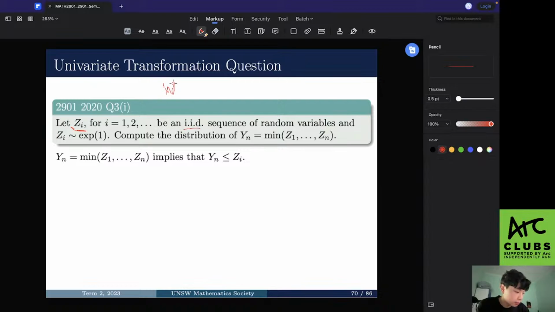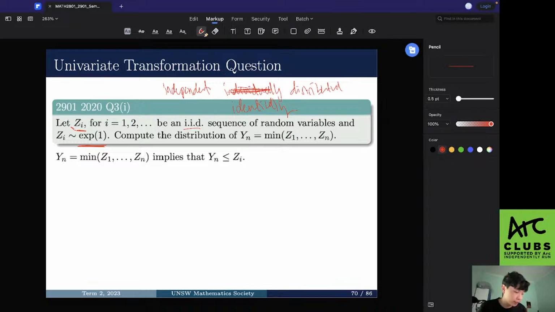This means independent, identically distributed. Sorry, whoops, no, not individually. It means identically. So what that means is they all follow the same distribution and they're all independent. So z1 to zn are exponential distributions of 1. And we want to find the distribution of yn, which is the minimum of all of these.